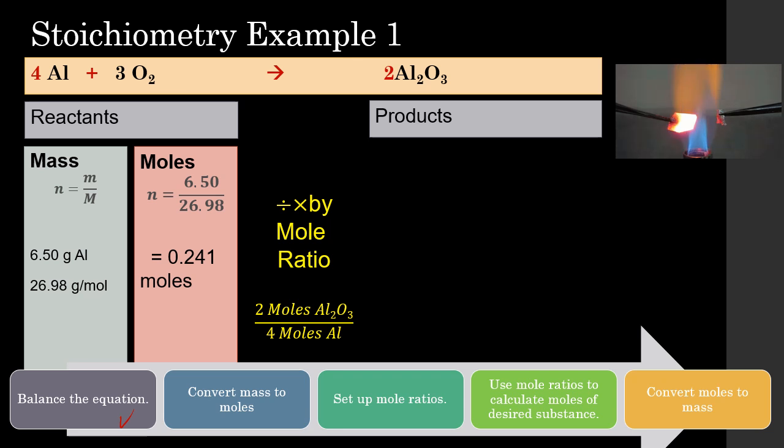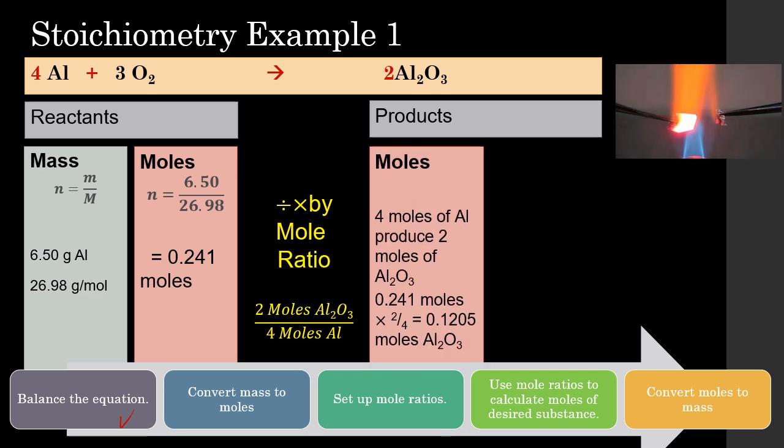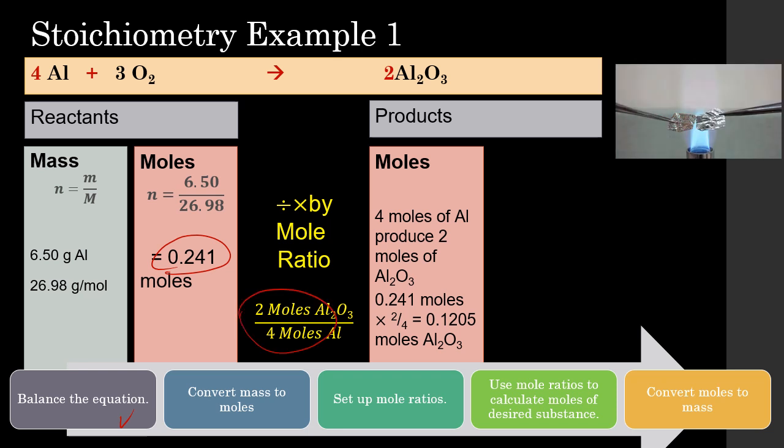Then we're going to consider our mole ratio. So we've got 2 moles of aluminium oxide for 4 moles of aluminium. So that means for every 2, we're just going to get half this number, because 2/4 is a half, isn't it? So multiply it by 2/4 to get 0.1205 moles of aluminium oxide.